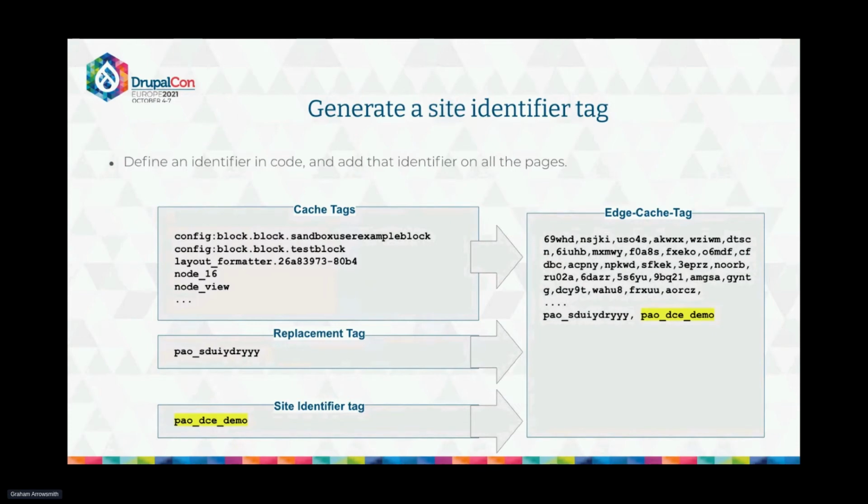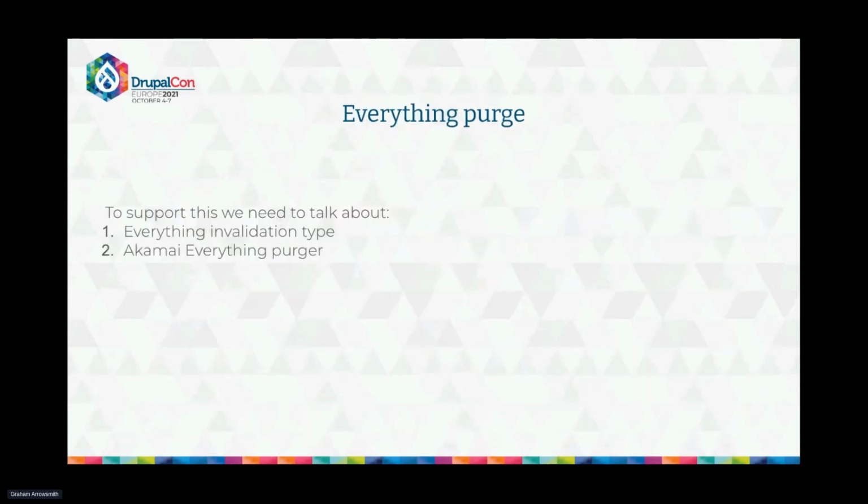Now we can make use of the site identifier tag for purging the whole site. To do that, we need to use the everything purge. Up until now we were utilizing the tag invalidation object while using the purge mechanism. Purge provides various kinds of invalidation types, and one of them is the everything invalidation type. Some purgers already respect this and can send it directly to the CDNs, like Acquia Varnish, to purge the whole site. But Akamai does not have an out of the box solution for this, so we created an Akamai everything purger for that.